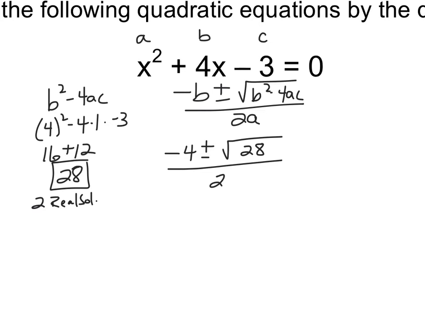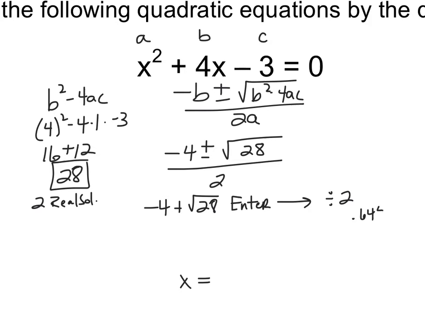Okay, now what I'm going to do from here is plug this into my calculator. So what I'm going to do in the calculator is type in negative 4, and we're going to go plus the square root of 28. Then hit enter. Then take whatever that answer is, divide it by 2. Okay, so when you do that, you should get this answer. x equals, in this case, 0.6457. We're going to round everything to the nearest tenth, so that's going to be 0.6.